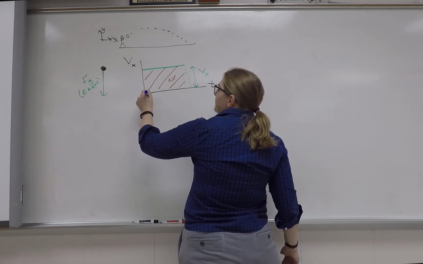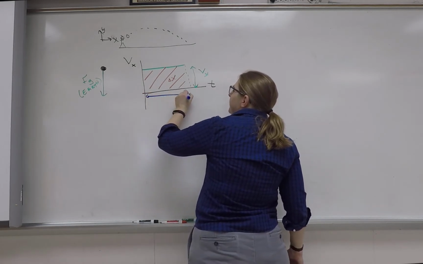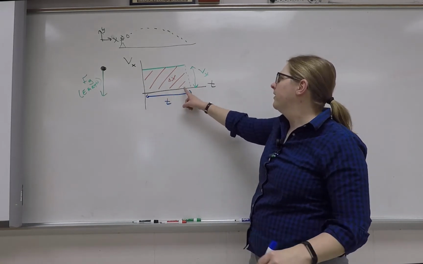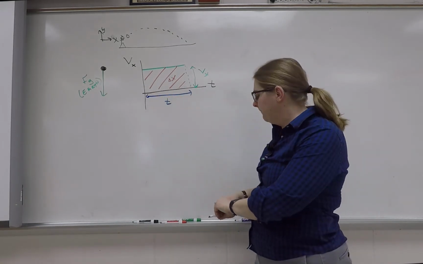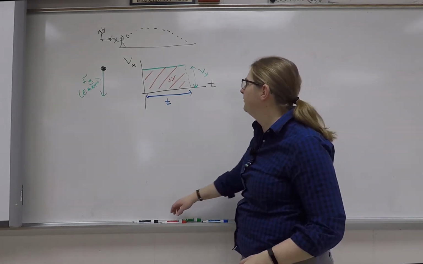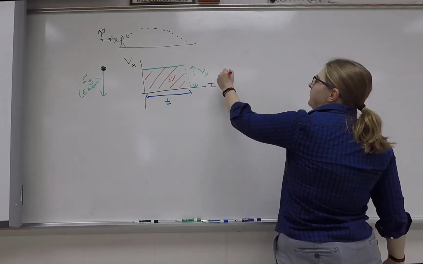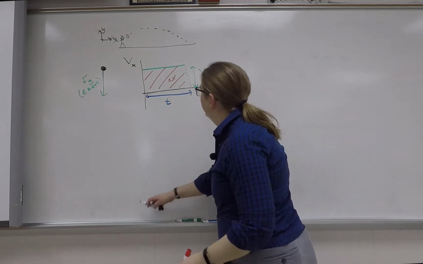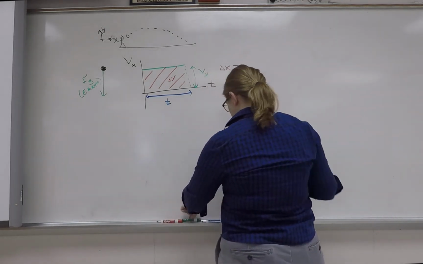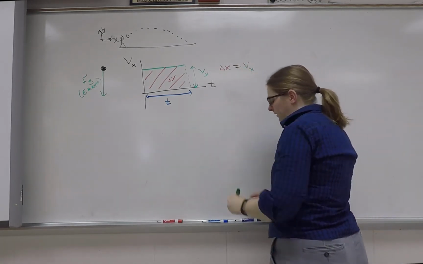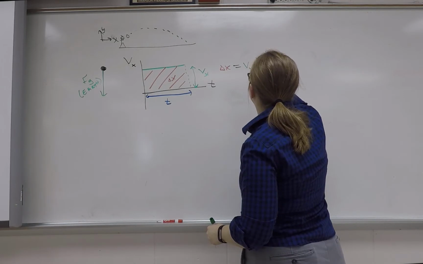Now, I can annotate one more thing on this graph, and that's the time, which is how far across this horizontal axis I need to go. And then I could even build equations based on this, like using the area, I can say delta x equals Vx times time.